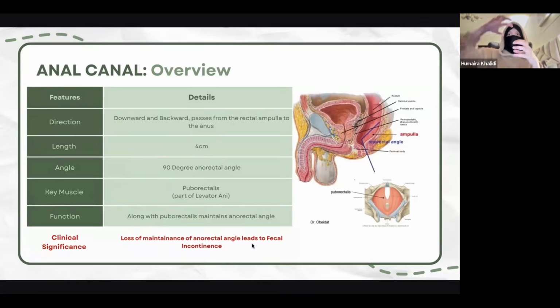If you don't have those, there's nothing to keep the stool inside your rectum. So if the anal canal is also straight, imagine it just flows through, and when you don't want to pass stool, you're just going to end up passing stool. So this is fecal incontinence. This happens when your puborectalis muscle basically collapses or the anorectal angle for some reason is not maintained anymore. And by the way, everything in red is clinically significant.